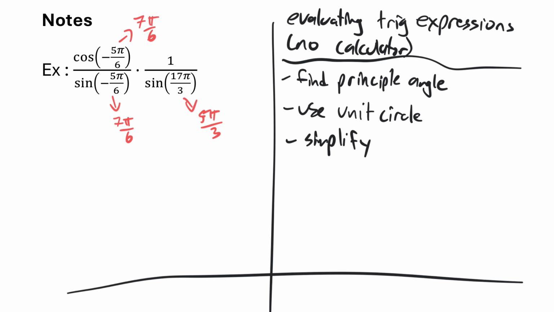So for the first one here on cos, at 7 pi over 6, we're going to have negative 1/2. Oh, sorry, that's the sine. At cos, we're going to have negative root 3 over 2. For sine, we're going to have negative 1/2. And then at the 5 pi over 3, for sine, we're going to have negative root 3 over 2.